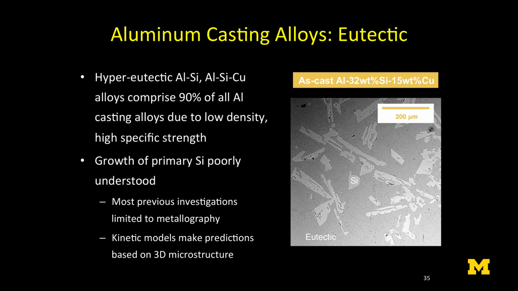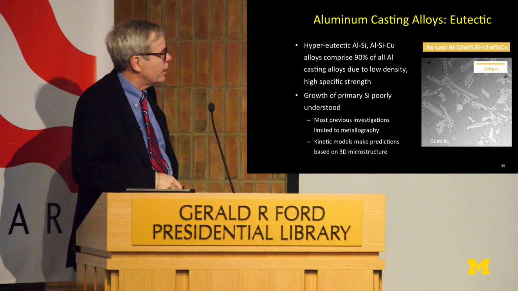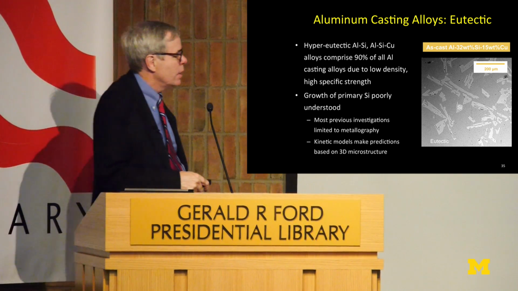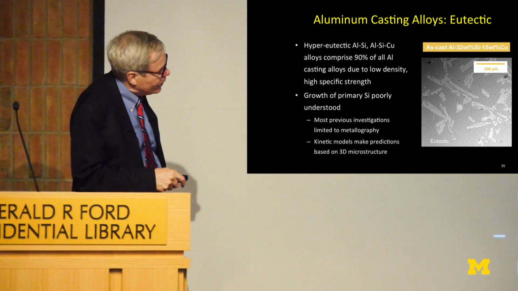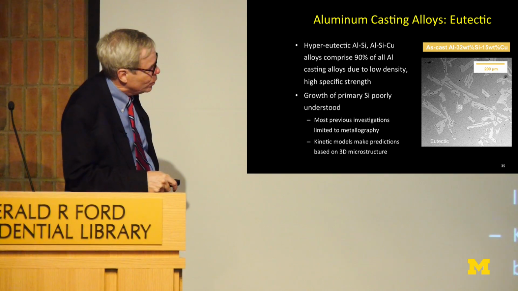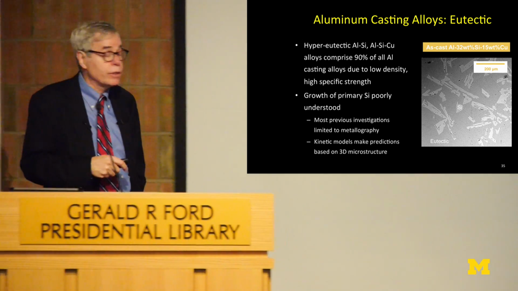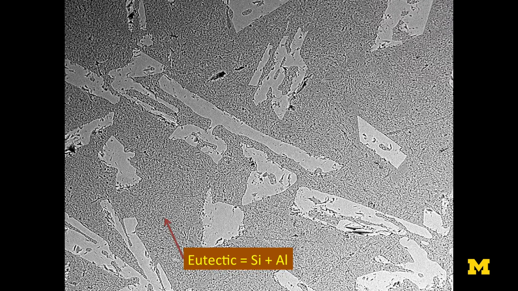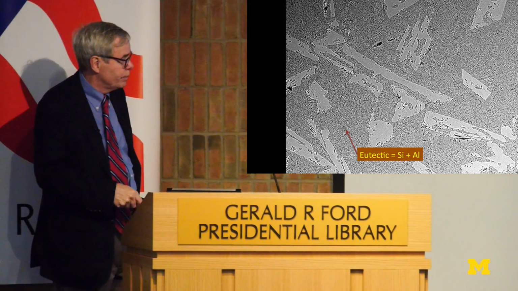Okay, so let's go back and look at these aluminum casting alloys again. So as I said, you have these very nice mechanical properties. And if you look at the structure in here, you notice that it's not a uniform color in the etch after it's etched. And if you blow up that structure, it actually consists not of a single phase, but a mixture of aluminum and silicon. And it's called a eutectic in this case.